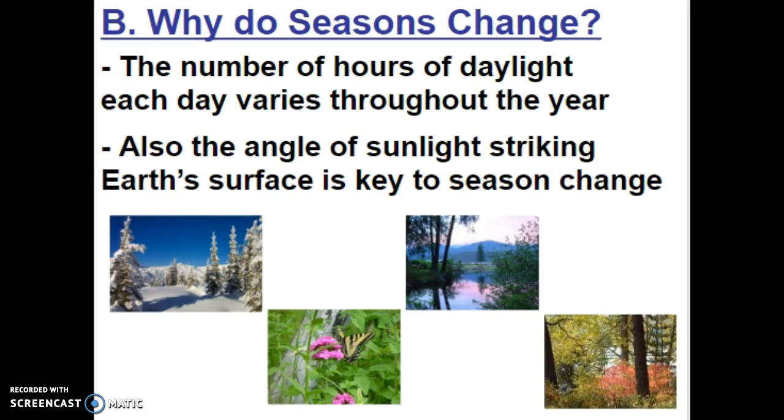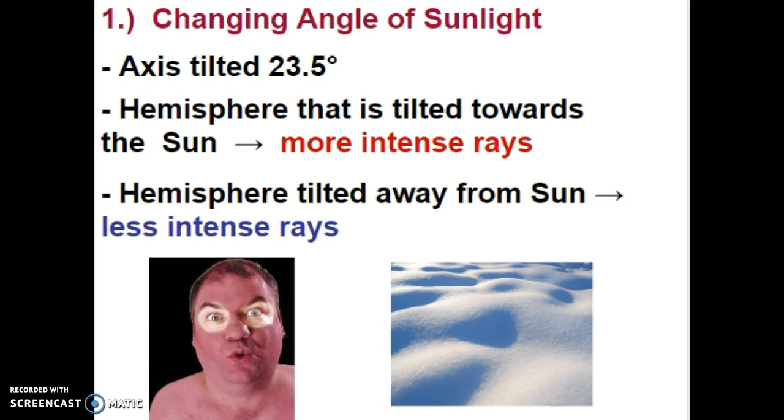Our seasons change because of two things. The number of hours of daylight each day varies throughout the year, even without daylight savings time. We would notice that generally in our winter months, days are shorter than they are in the summertime months. Also, the angle at which the sunlight is striking the surface is a key to season change. And that angle is because we are tilted on our axis.